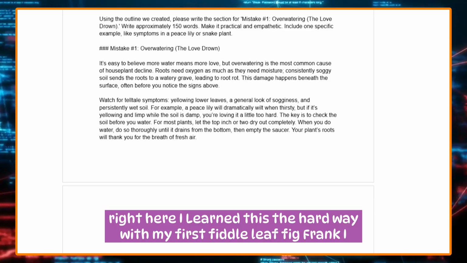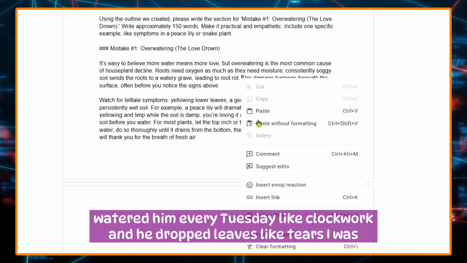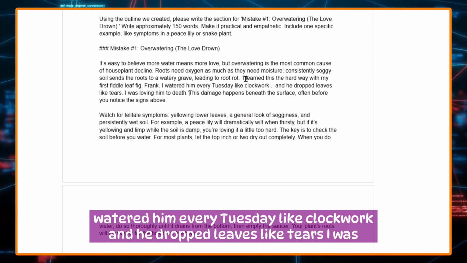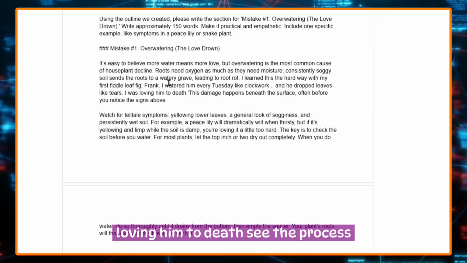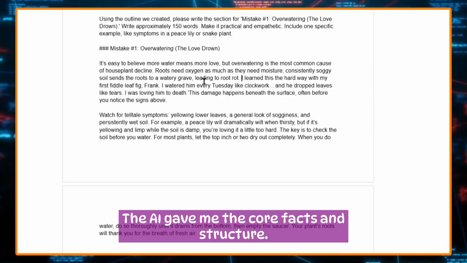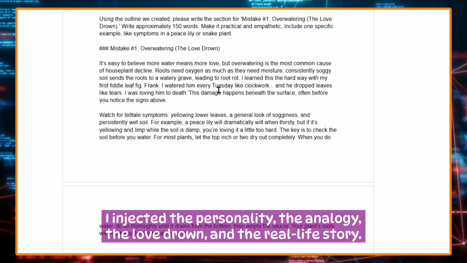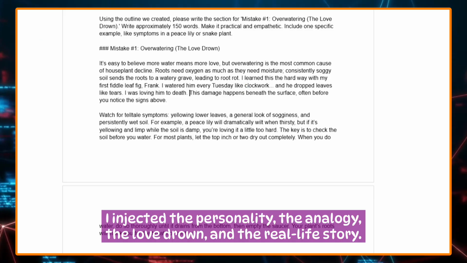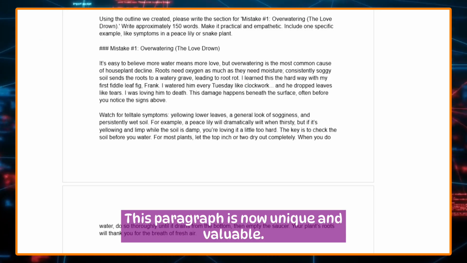I learned this the hard way with my first fiddle leaf fig, Frank. I watered him every Tuesday like clockwork, and he dropped leaves like tears. I was loving him to death. See the process? The AI gave me the core facts and structure. I injected the personality, the analogy, the love drown, and the real-life story. This paragraph is now unique and valuable.